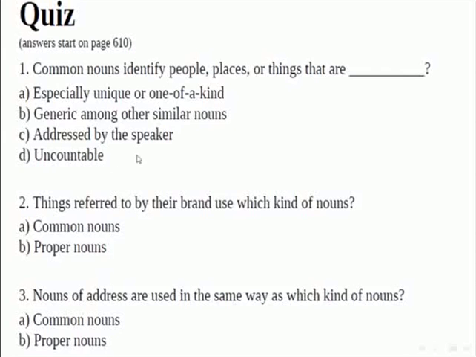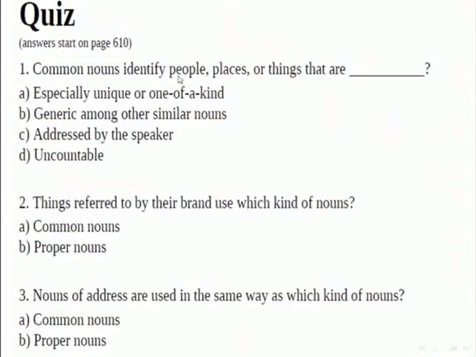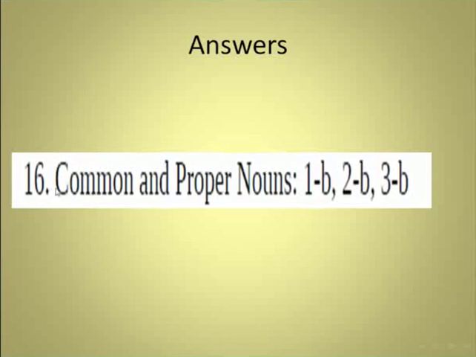Okay, here is the answer. Common and proper nouns here. So, B, B, B. All of them are B. So, common nouns identify people, places, or things that are generic among other similar nouns. And 2, things referred to by their brand use proper nouns, because of brand use. 3, nouns of address are used in the same way as proper nouns.